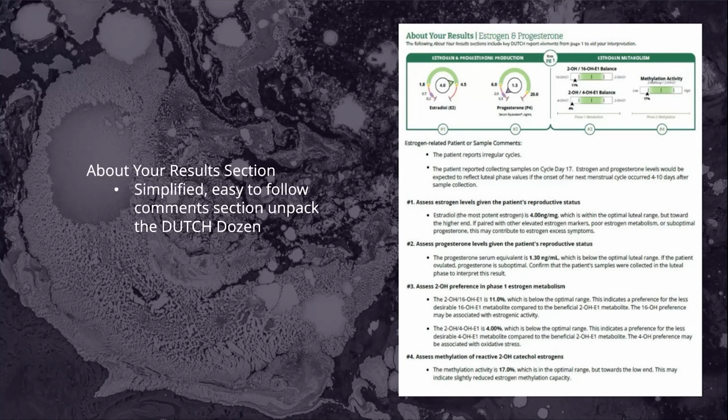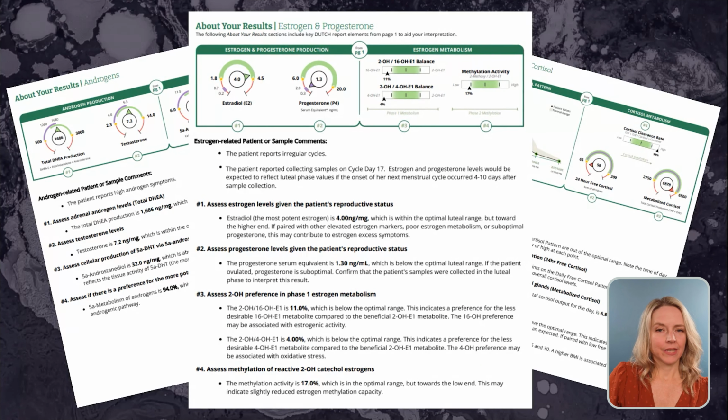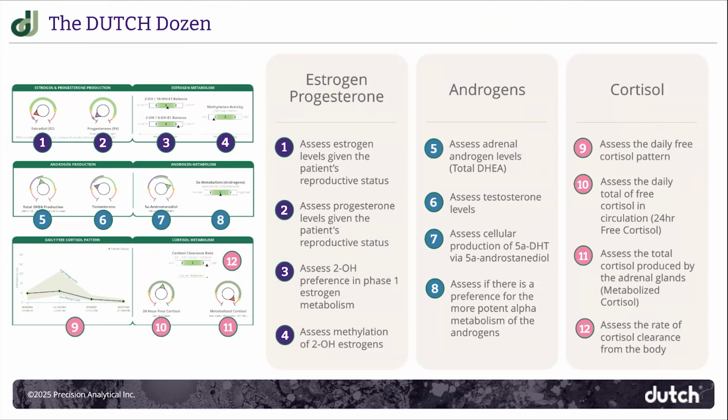Don't forget to use our new About Your Results comments section. It's full of patient-specific comments that are designed to make your life easier. So use them. With these, you can quickly identify those abnormals and really any underlying hormone symptom drivers and synthesize them into easy-to-read comments. We call this section the Dutch Dozen, and these comments really help you interpret the findings, mostly on the summary page in particular. And we think you'll love using them.